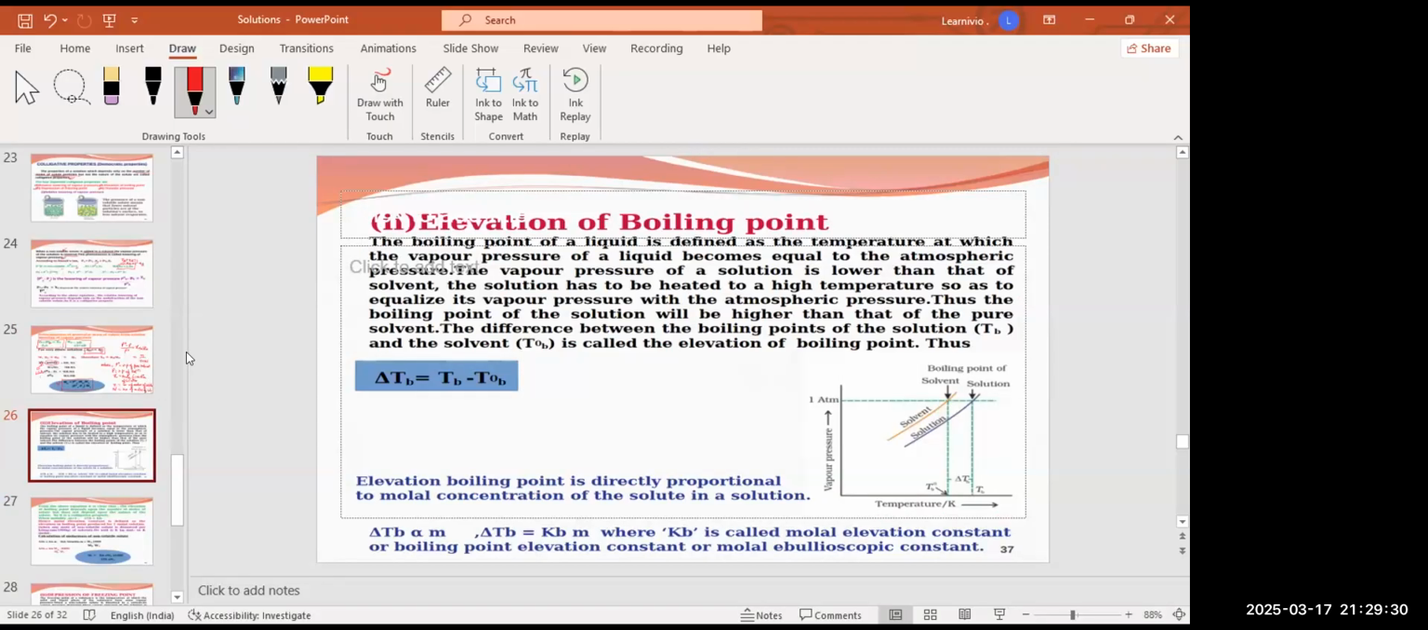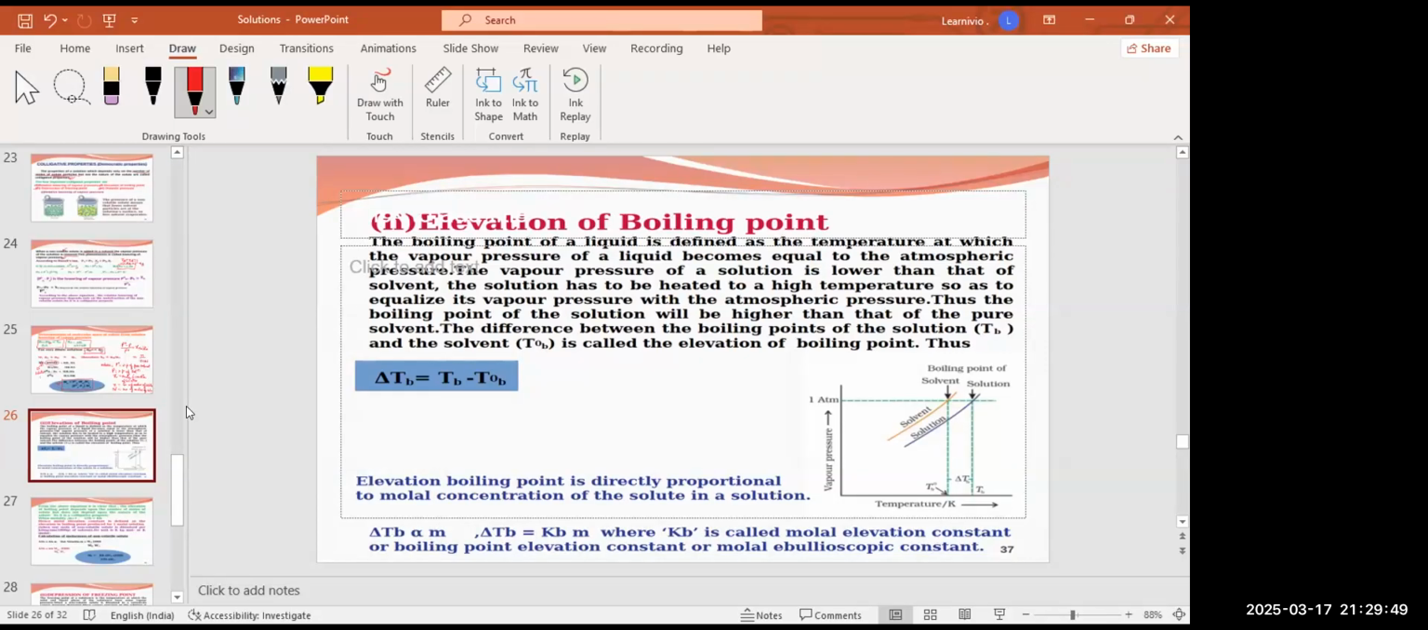Okay, this was for the relative lowering of vapor pressure. Just remember the formula, right? Next is your elevation in boiling point. Okay, now see, elevation in boiling point.